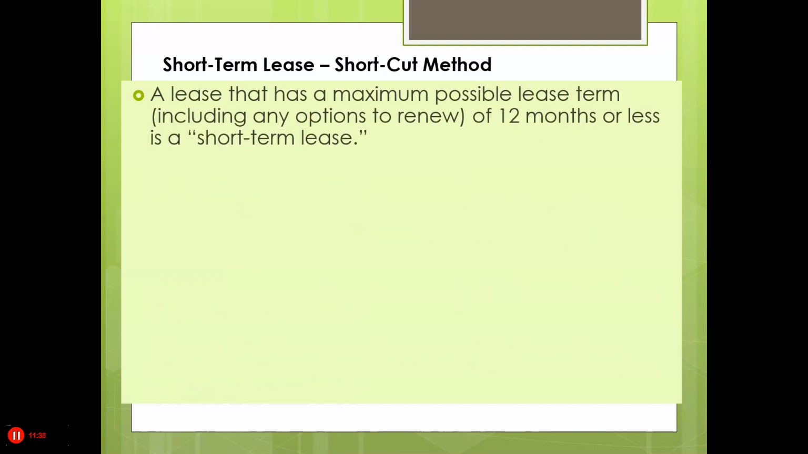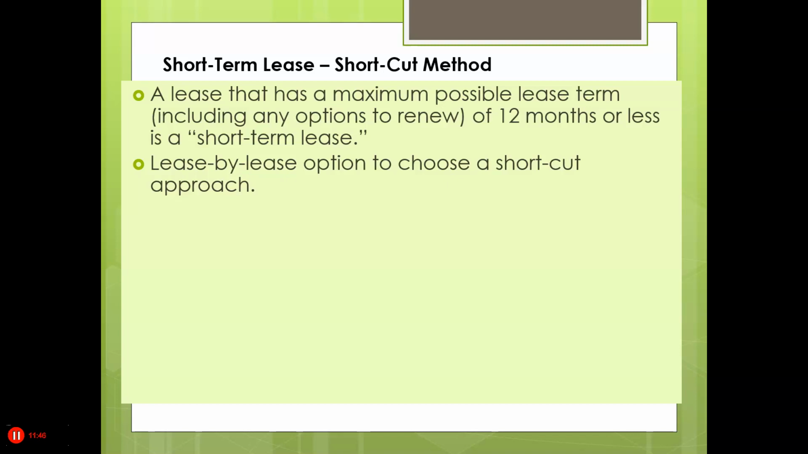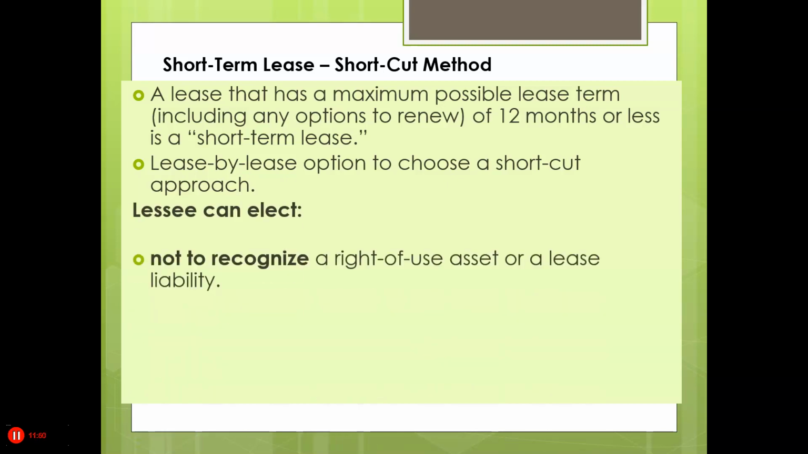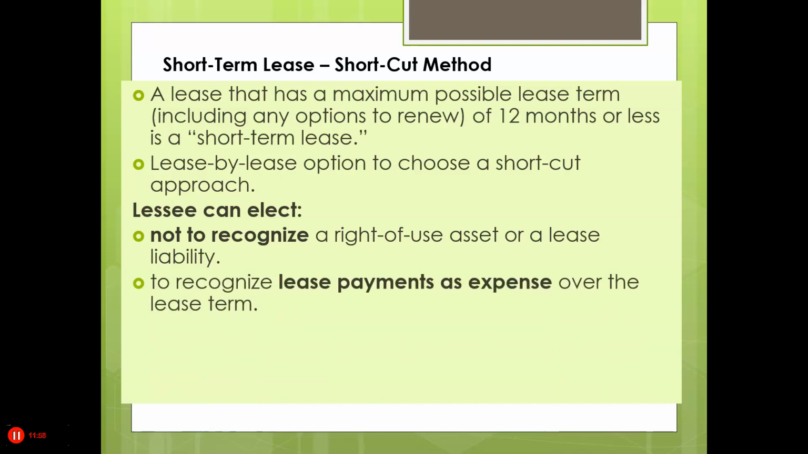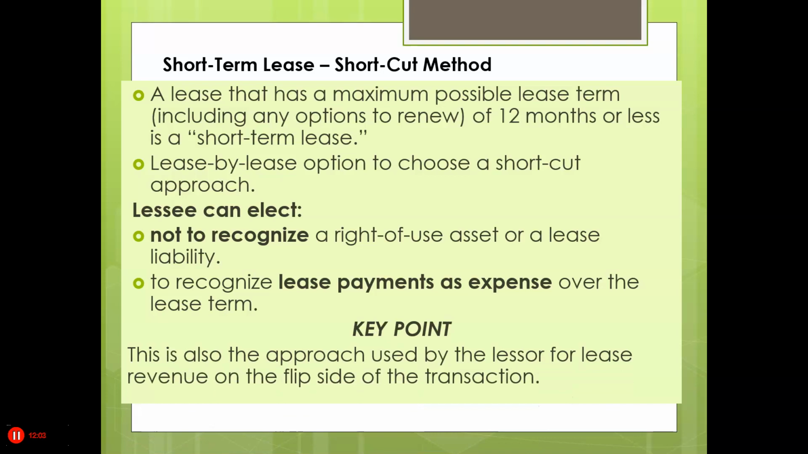A lease that has a maximum possible lease term, including any options to renew, of 12 months or less is called a short-term lease. Lessees have the option to choose a shortcut approach. A lessee can elect not to recognize a right-of-use asset or a lease liability, which is more than likely what they do, and to recognize lease payments as an expense over the lease period. This is also the approach used by the lessor for lease revenue on the flip side of the transaction.